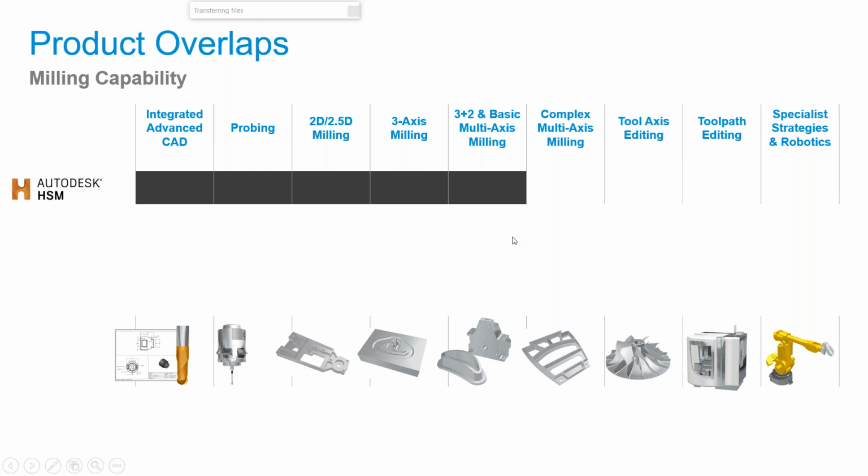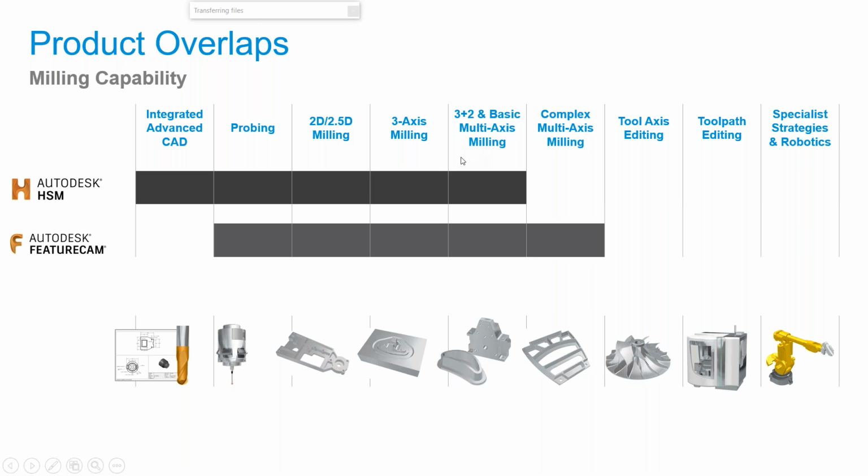Earlier, I only talked about the top three, the basic ones, that is 2, 2.5, 3-axis, and 3+2 and basic multi-axis, which was possible in all three solutions. But if I were to look at the complete range, HSM is software that is CAD integrated. We already heard that. It has capabilities for probing and of course the three basic milling capabilities. But FeatureCAM can additionally do some complex multi-axis milling. It is not CAD integrated, as the table here suggests.